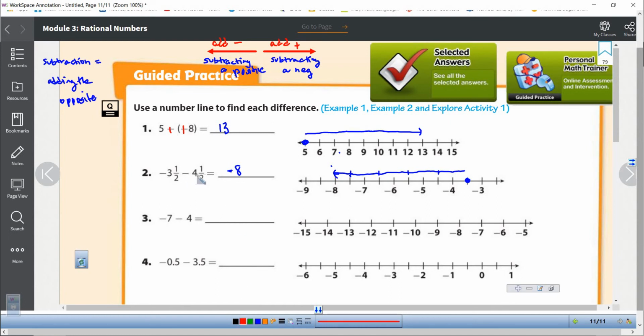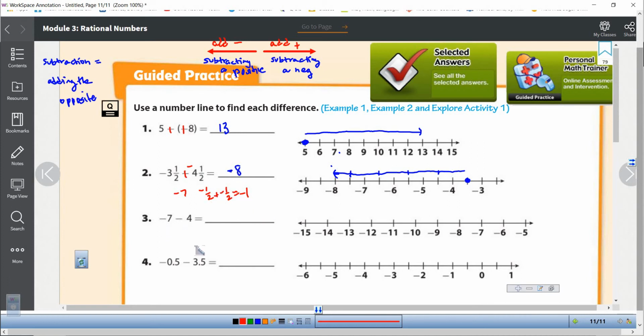All right, subtracting a positive is the same as adding a negative. And we could say 3 negatives plus 4 negatives, that makes 7 negatives, right? And a negative 1/2 plus a negative 1/2 equals negative 1, and that's how we end up at negative 8. If we weren't doing it on the number line, we could do it that way.